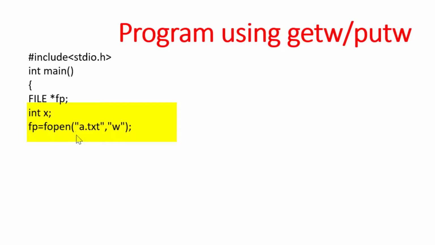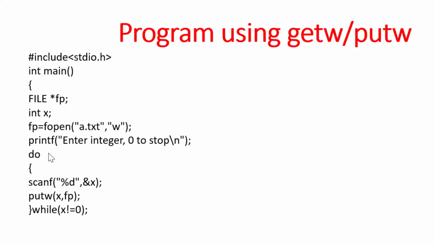So we'll use the fopen function, bracket a.txt file name, in write mode, which is going to return a file pointer which we are storing in fp. I want to read some integers from the user using scanf, and these values would be written inside the file using putw. For that, I am displaying a message: enter integers and 0 to stop. It means that whenever a user enters a value 0, at that time we'll stop reading from the console and we'll stop writing inside the file accordingly.